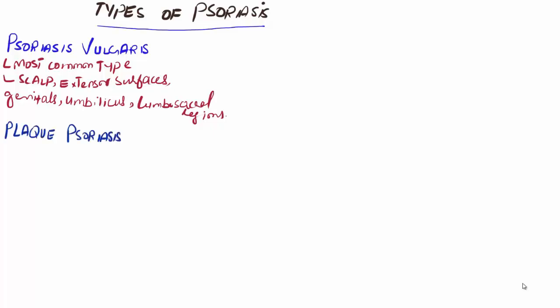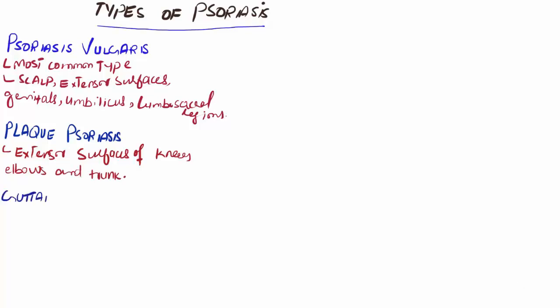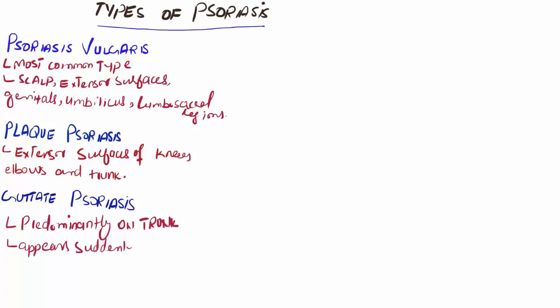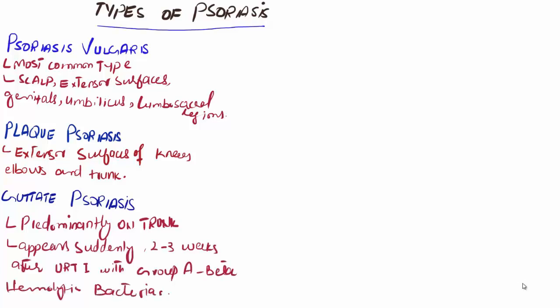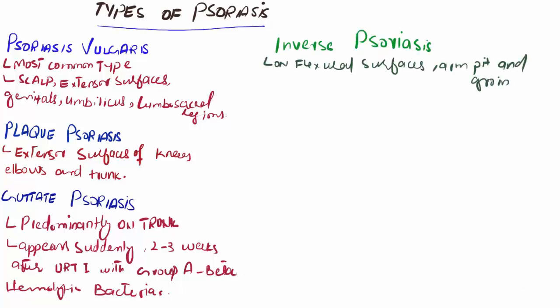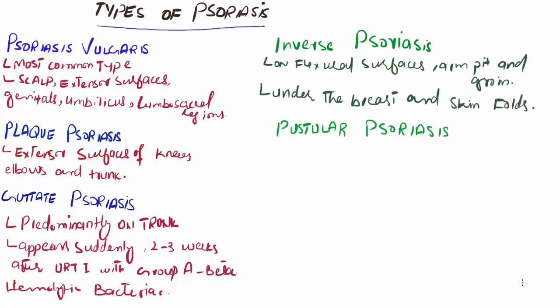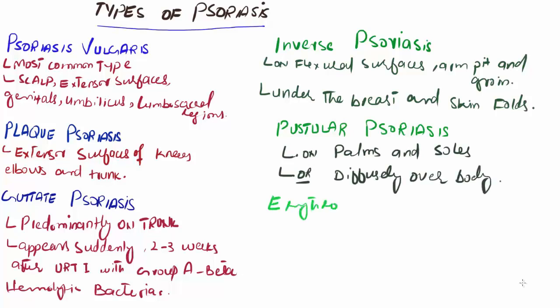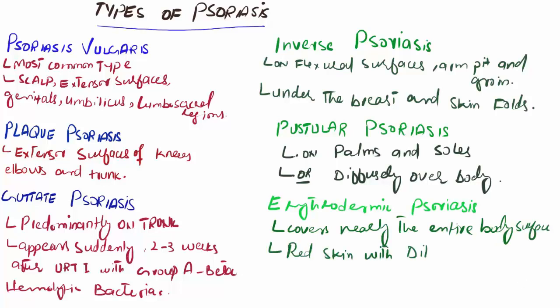Then plaque psoriasis. It affects extensor surfaces of knees, elbows, scalp and trunk. Guttate psoriasis. Predominantly on trunk, appears suddenly 2 to 3 weeks after upper respiratory tract infections with group A beta hemolytic bacteria. Then inverse psoriasis on the flexural surfaces of armpit and groin, under the breast and skin folds. Pustular psoriasis on palms and soles or diffusely over the body. Erythrodermic psoriasis covers nearly the entire body surface, red skin and diffuse peeling scales.